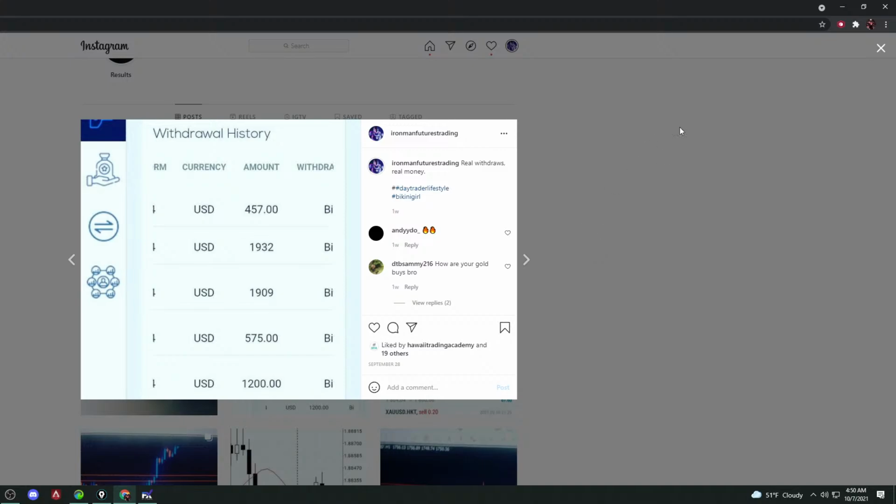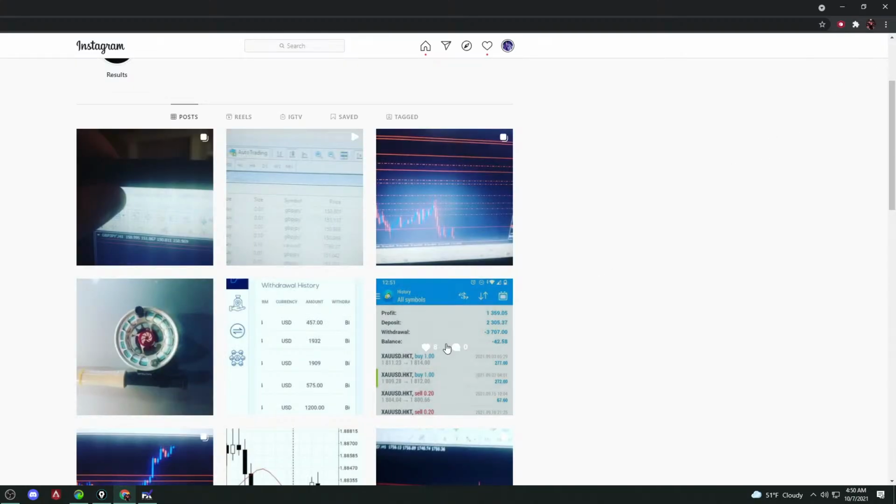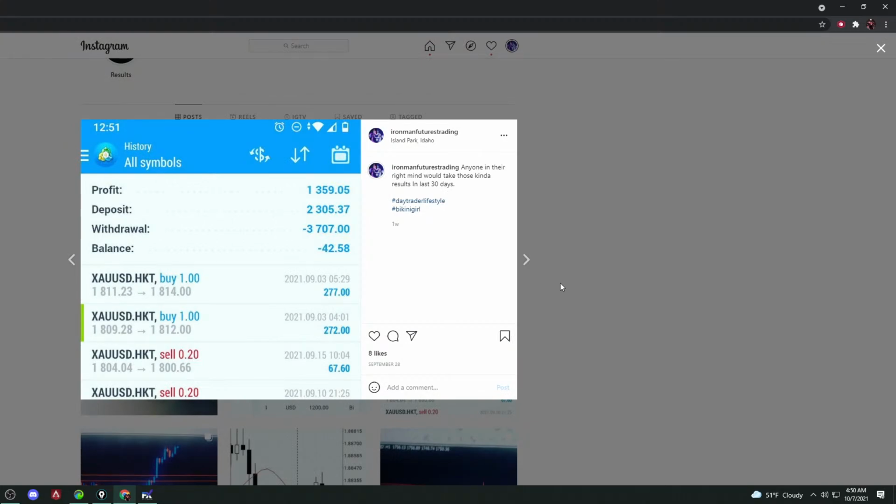And again, correct me if I'm wrong, but you can't withdraw demo profits, right?